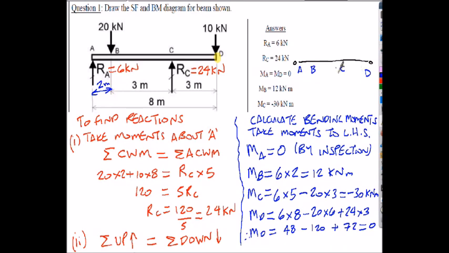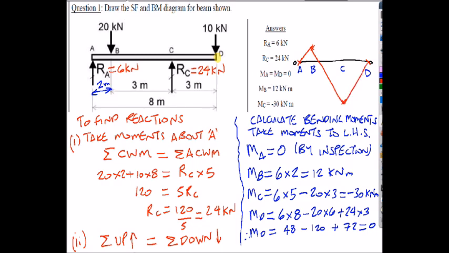Okay, we know the bending moment at A is going to be 0. The bending moment at B, according to our calculation, is going to be 12, so I'll draw that there. The bending moment at C is negative 30, so to scale that will be down somewhere here, and the bending moment at D is 0. So for the bending moment diagram, we'll plot these points with nice straight lines between each of the points here.